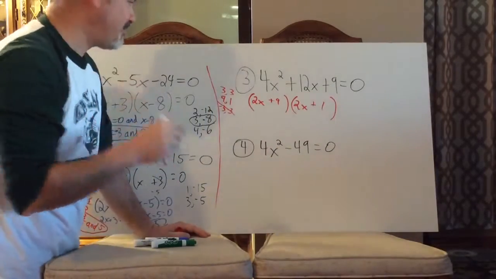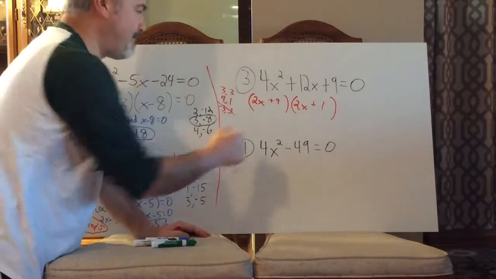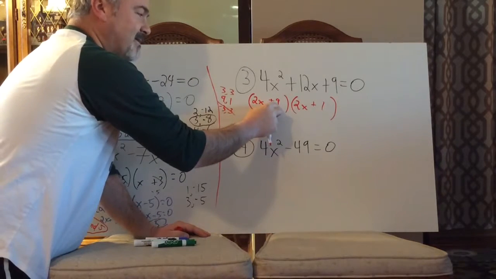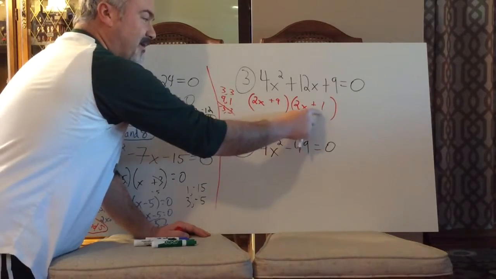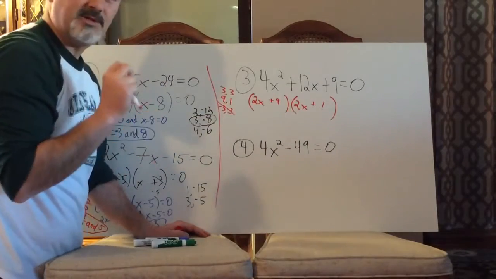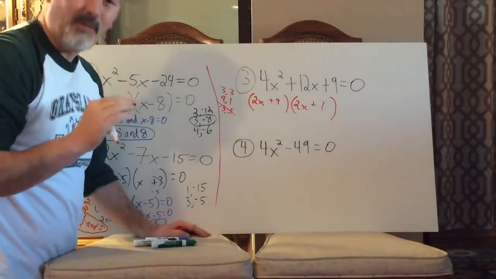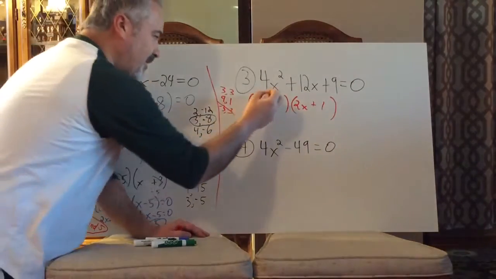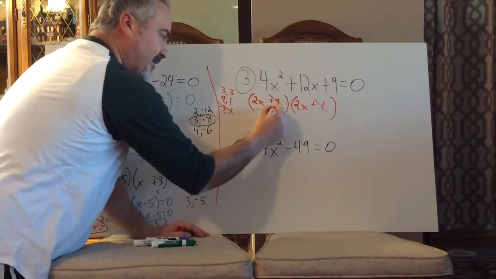Now let's see if that works. Well, we know that 2x times 2x is 4x squared. Our inside term is 9 times 2, that's 18x. Our outside would be 2x times 1, which is 2x. So 18 plus 2 is 20. We want to get 12, so that's no good. All right, so let's try the 3's.